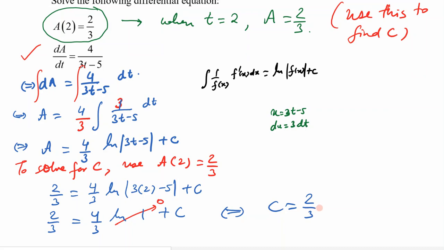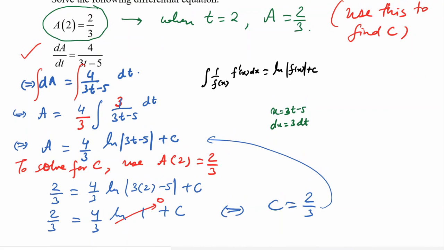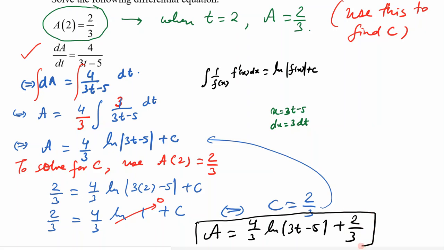So let's put this value of c in our original equation. So A is equal to 4 over 3 ln of 3t minus 5 plus 2 over 3. That is our required solution of the given differential equation with a boundary condition. We were given a condition that when t is 2, A is 2 over 3. So this is the required solution. Sometimes you are given some additional information in the question that you can use to find your constant value.